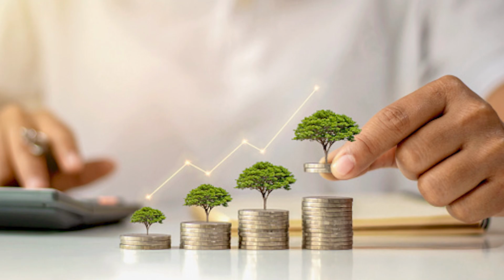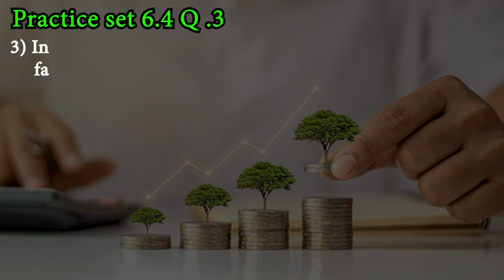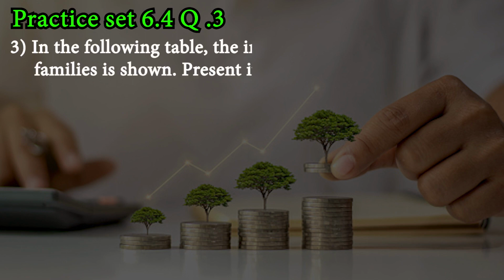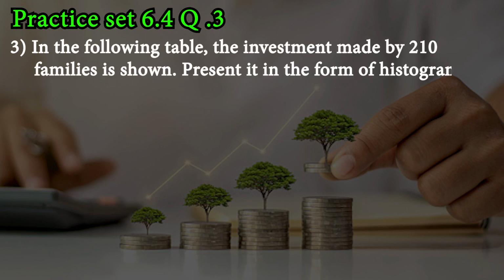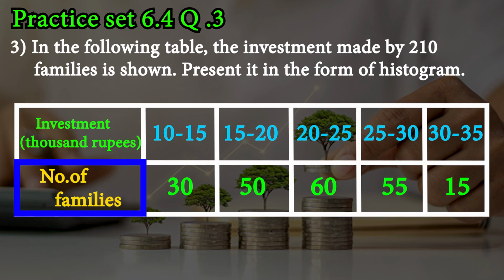Now students, let us see practice set 6.4 question number 3. In the following table, the investment made by 210 families is shown. Present it in the form of a histogram. Students, see the table. In the first row, investment in 1000 rupees. In the second row, number of families.